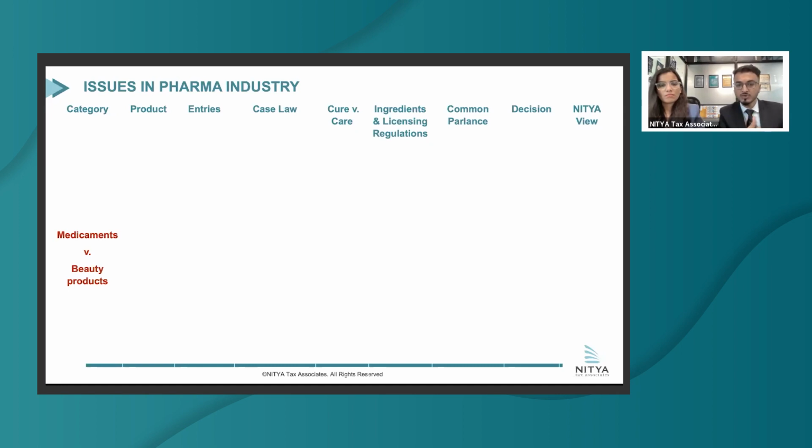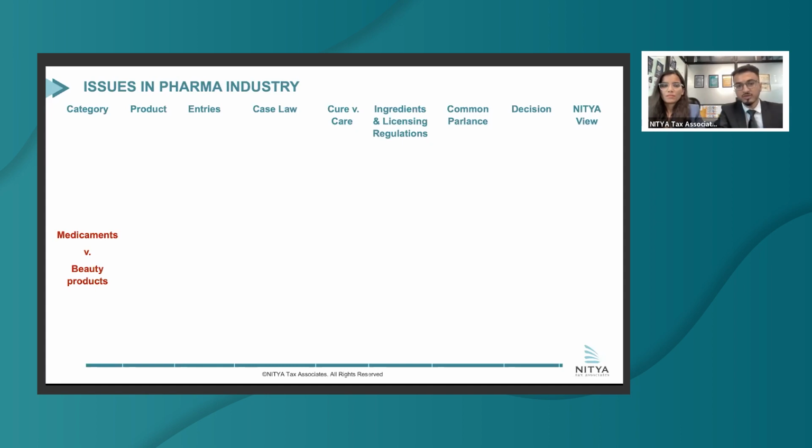Similarly, multiple judgments have applied the test of cure, that is, whether your product has curative properties. The fourth is whether your product has therapeutic or prophylactic properties, that is, the properties to heal the disease or to prevent the transmission of disease. And the last one is whether your product is also used by the customer after the disease has been cured.